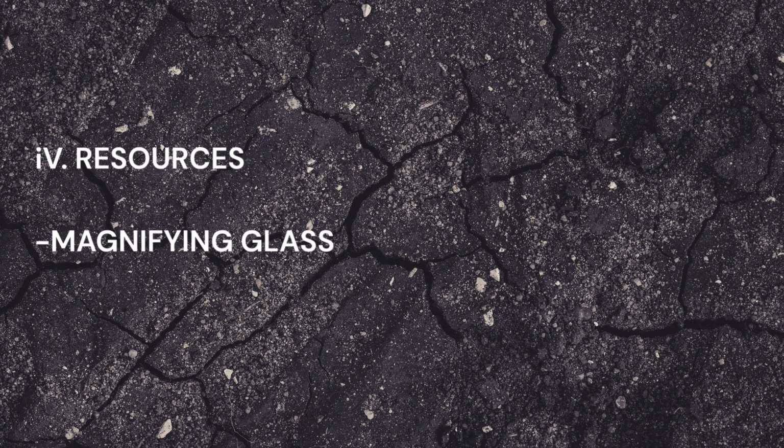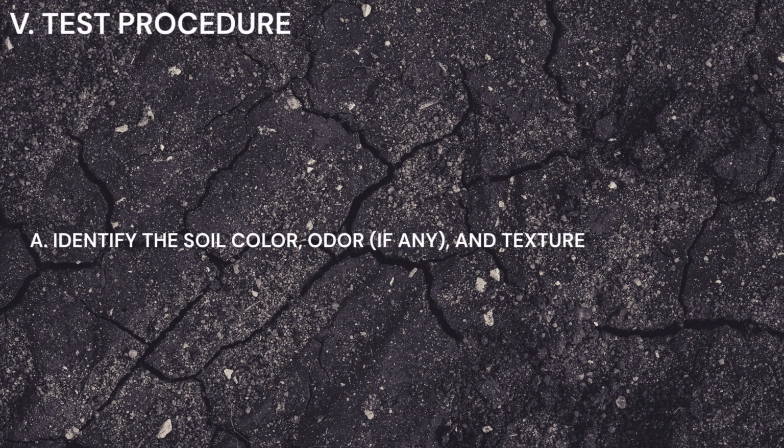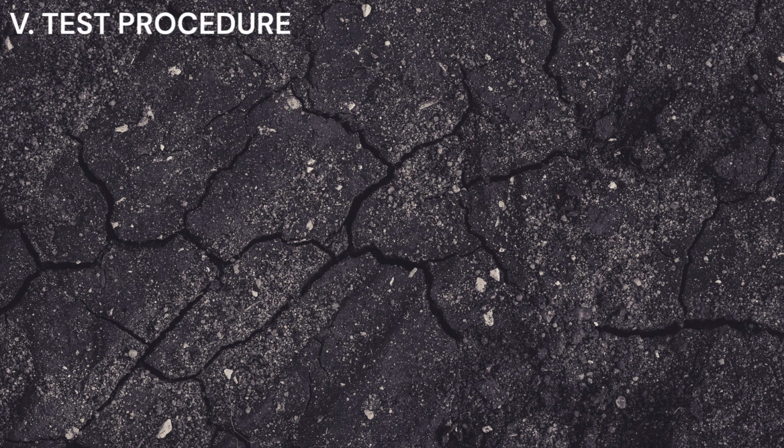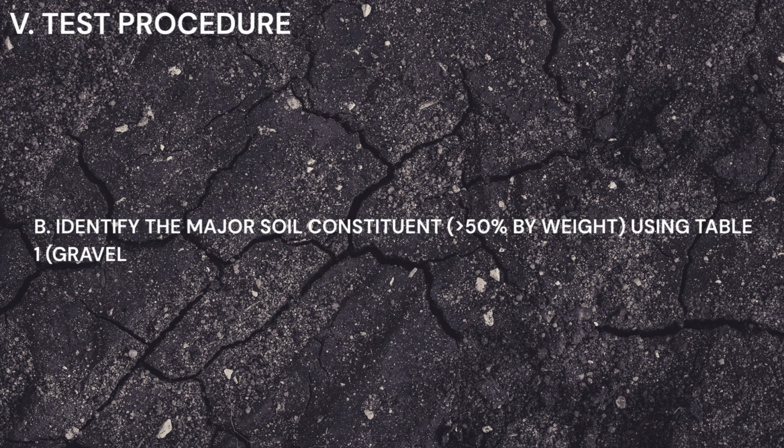Resources: magnifying glass. Identify the soil color, odor, if any, and texture, coarse or fine-grained. Identify the major soil constituent, 50% by weight, using Table 1: gravel, sand, or fines.